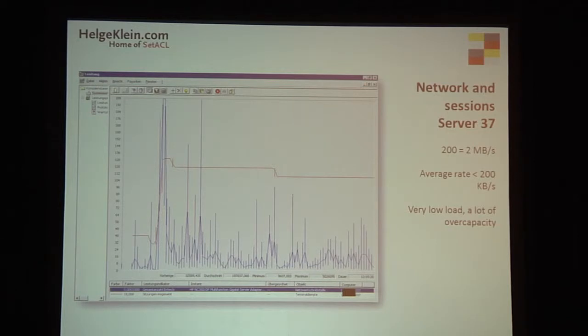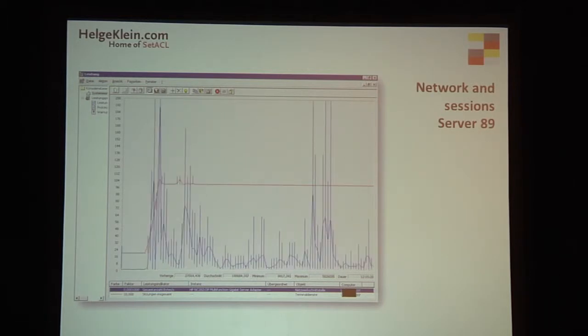And if you look at this graph, the average transfer rate is somewhere in the area of 200 kilobytes per second. Now this is a 1 gigabit card which can transfer roughly 100 megabytes per second, and of that 100 megabytes, I only use 200 kilobytes, which is, well, next to nothing, so this card is idling away. A lot of overcapacity in this server.